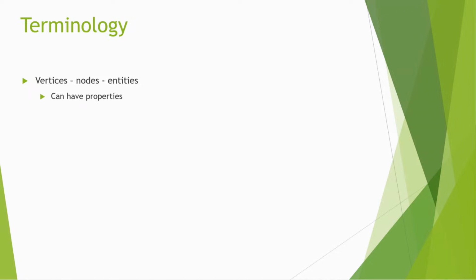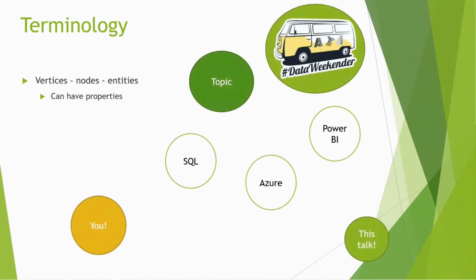They can have properties. So I've got this kind of graph where the Data Weekender conference covers various topics, including Power BI, Azure, and SQL. And then it could have various people who are interested in these topics. For example, you may be interested in SQL, or you may be interested in Azure, you may be interested in Power BI. This talk fits in there somewhere as well.